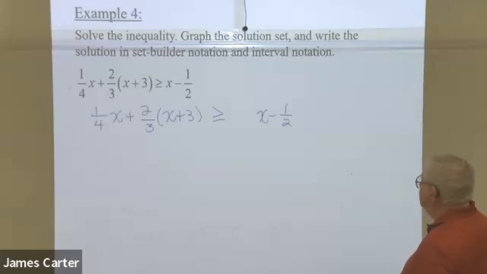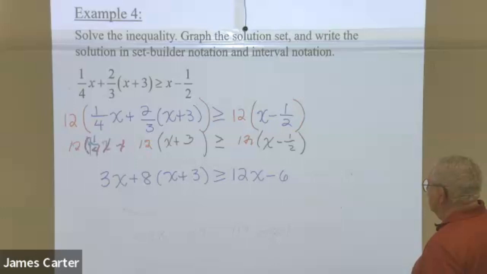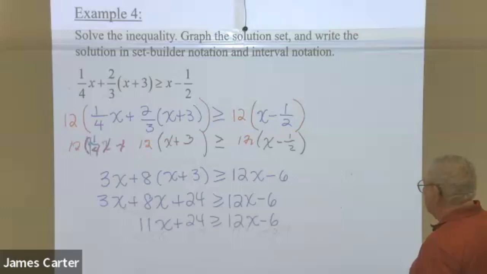Common denominator of 12. So we multiply everything by 12. Here's the distribution. Okay. Now we got to distribute that 8. Combine like terms. So I get negative x equals that. I've got to divide both sides by a negative. So I'm going to have to flip symbol.